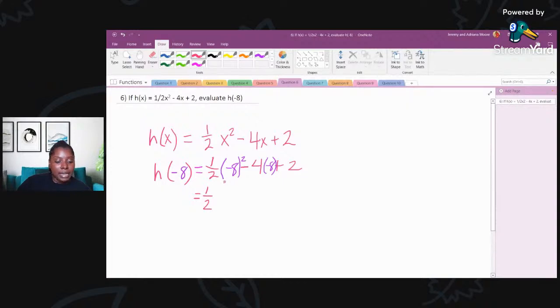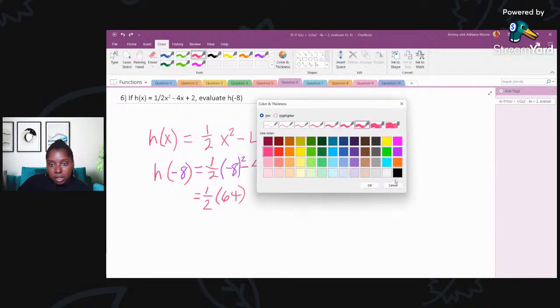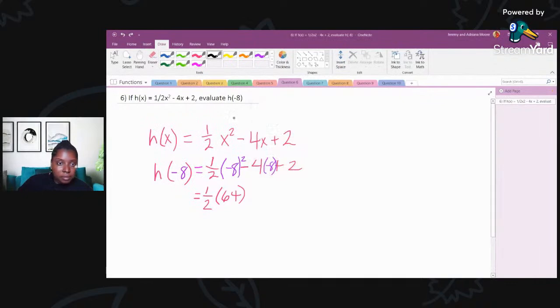Okay, remember that negative 8 squared is negative 8 times negative 8. And a negative times a negative is a positive. And so you're going to get 64. Okay, now let me change the color so it's clear to you guys. I know I jumbled them together. Okay, let's do this part here. Negative 4 times negative 8 is a positive 32. And then we're just going to bring that plus 2 down.